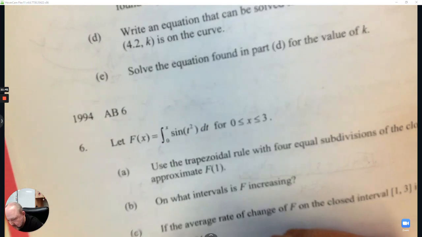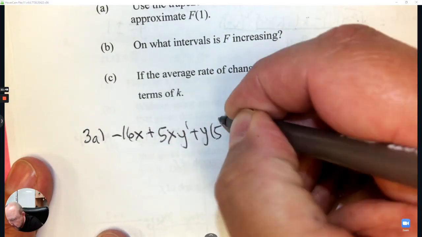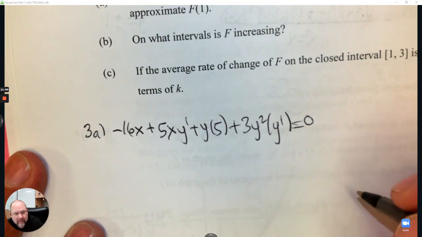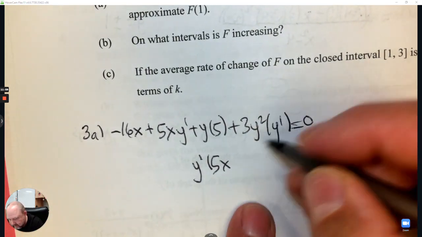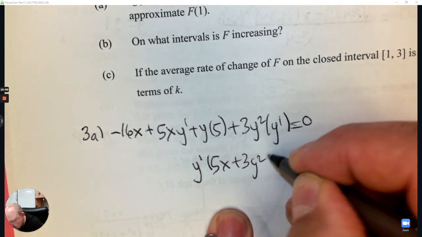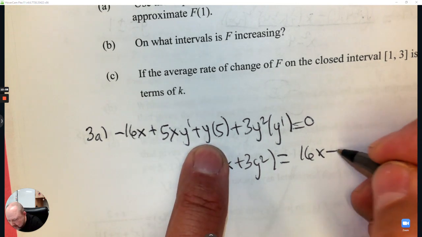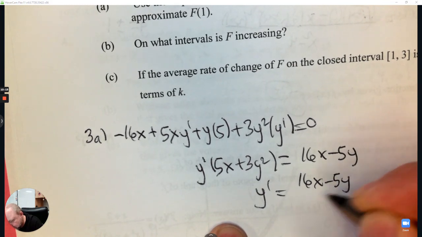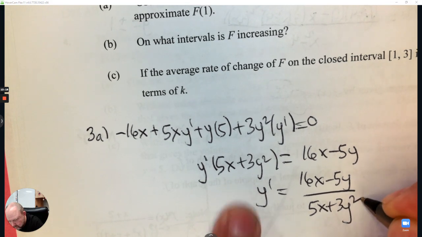So we have -16x. We have the product rule. The first, times the derivative of the second plus the second times the derivative of the first. The derivative, but it has y, so it needs a y prime, and then 0. And then we're going to factor out y prime from 5x and from 3y squared. I'm going to add 16x. I'm going to subtract 5y. And then I'm going to divide. Done.